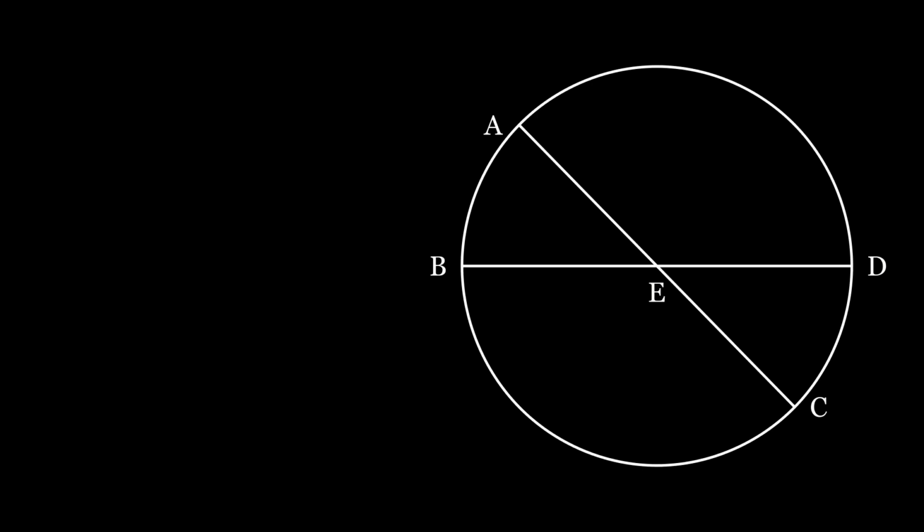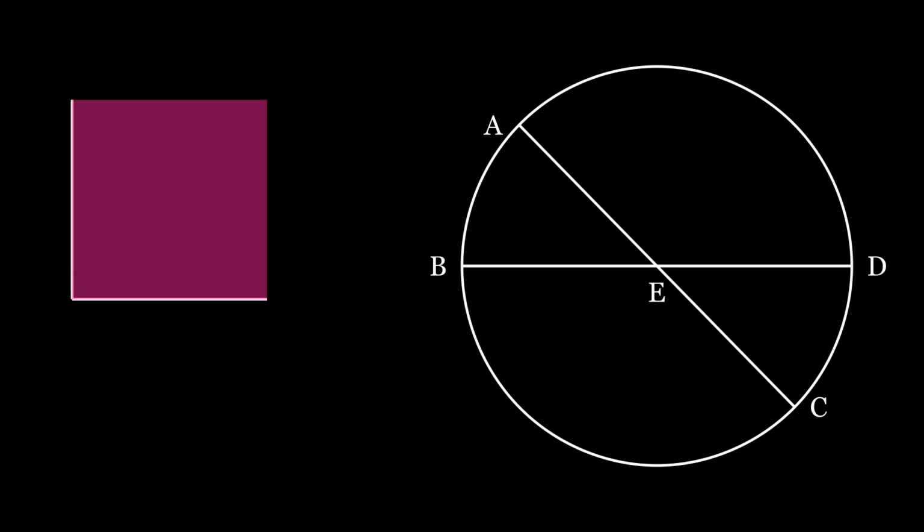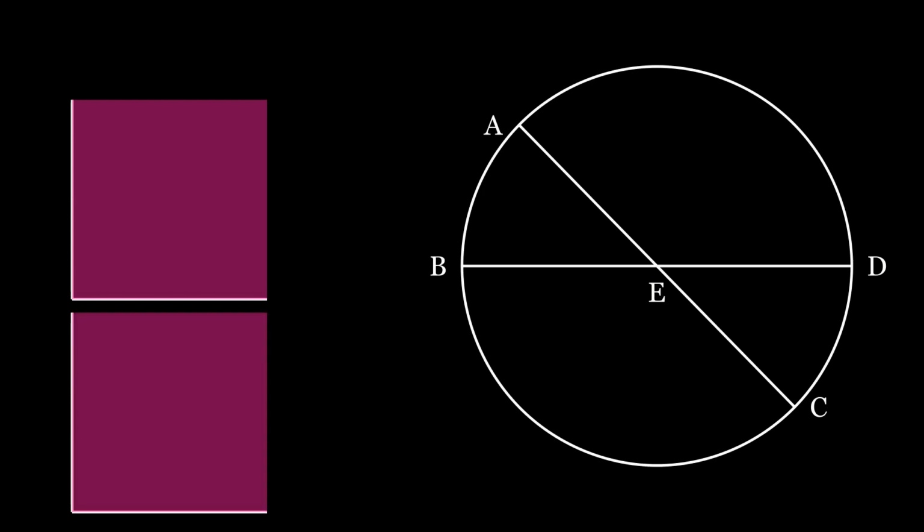Starting with a circle, we can draw two lines in the circle that intersect at a point, say, E. Both of these lines cut each other into two parts. What we want to show is that if we make a rectangle out of the two parts of the first line, and a rectangle out of the two parts of the second line, the two rectangles will be equal, or, in other words, the product of the two parts of the first line is equal to the product of the two parts of the second line.